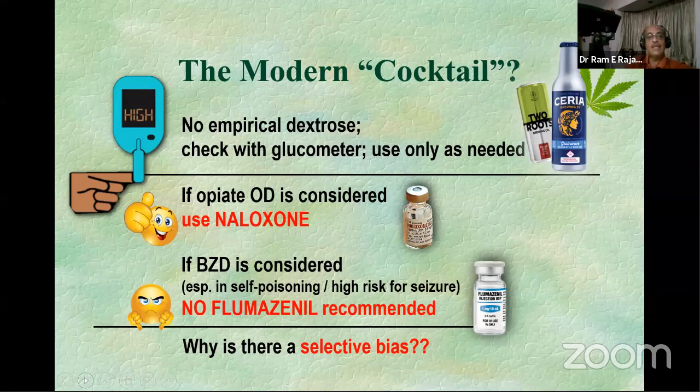Okay, one thing is very clear. Nowadays, nobody recommends that you use dextrose, especially when you have a glucometer available, other than on an as-needed basis. But when you're considering these other two drugs, there is an empirical recommendation for the use of one and a recommendation against the use of the other. And we need to understand why this is happening.